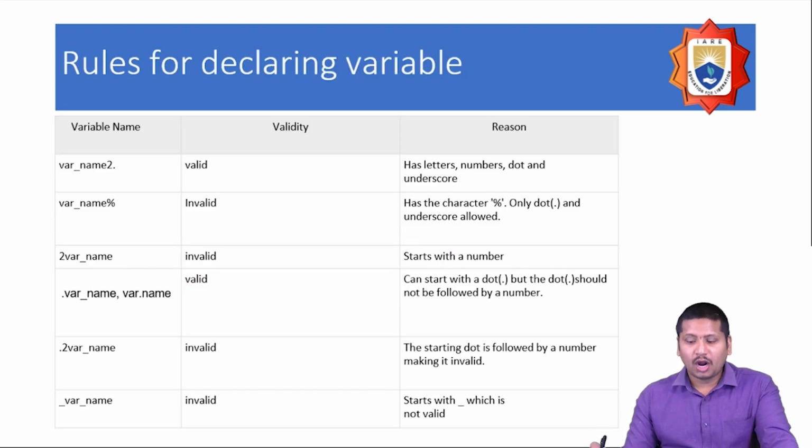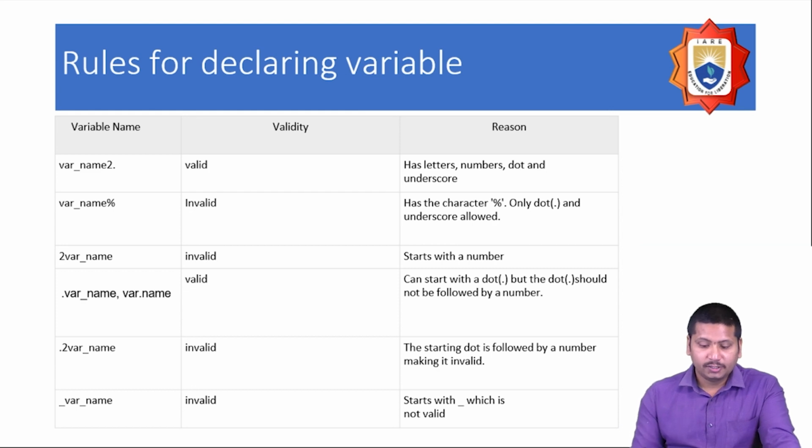And what are the rules we have to follow for creating a variable? Many programming languages follow some convention for declaring a variable. Let's see that. Variable underscore name: it should be a valid one, because it has letters, numbers, dots, and then underscore.